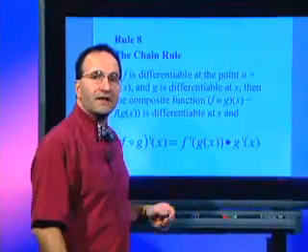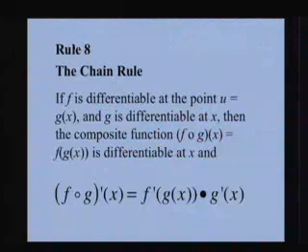Let's take a look at the definition of the chain rule. The chain rule says, if f is differentiable at the point u, which equals g of x, and g is differentiable at x, then the composite function f of g of x is differentiable at x, and (f of g)' of x, that is the derivative of f of g of x, is equal to the derivative of f of g of x times the derivative of g of x.